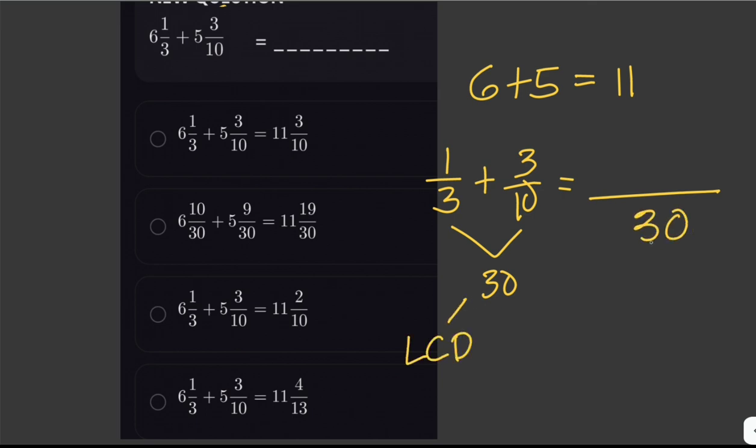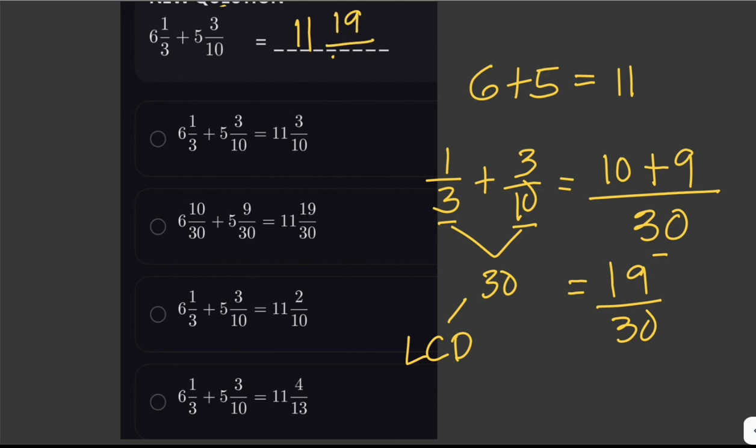Then 30 divided by 3 is 10. 10 times 1 is 10. Then we copy the operator sign, plus. And 30 divided by 10 is 3. 3 times 3 is 9. So this is just equal to 19/30. Therefore, 6 and 1/3 plus 5 and 3/10 is equal to 11 and 19/30. So that's how to add mixed fractions. So where is that? This one, 11 and 19/30.